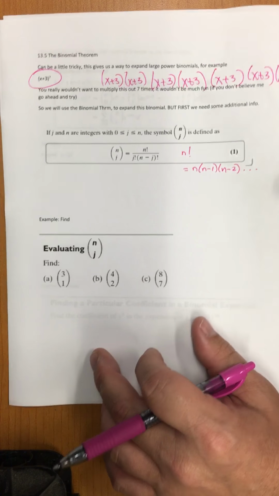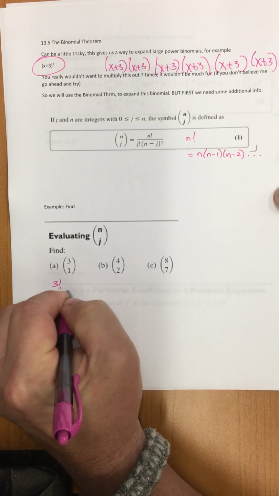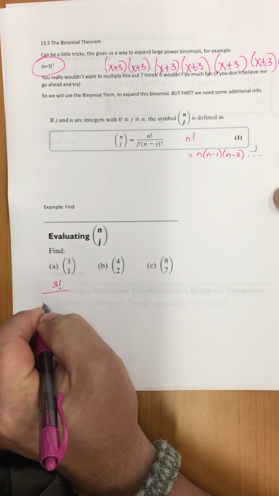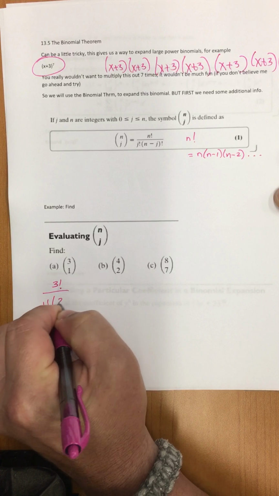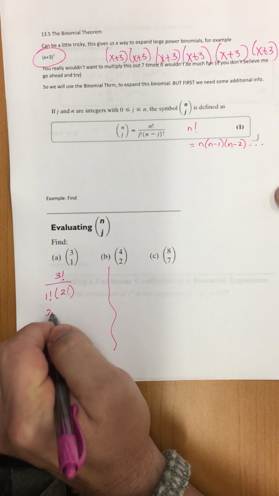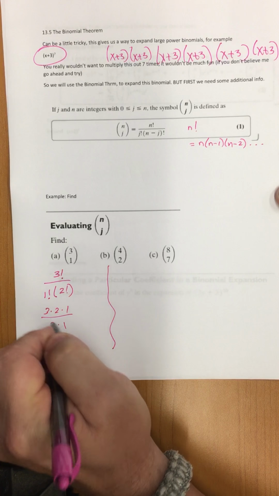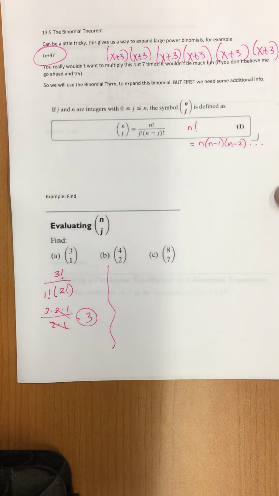Let's do a couple examples. Let's do 3 choose 1. All right, so this is going to be 3 factorial over 1 factorial times 3 minus 1 factorial, which is 2 factorial. So this is going to be 3 times 2 times 1 over 1 factorial, which is just 1, times 2 times 1. Hopefully you see those two cancel out, so you get the number 3.